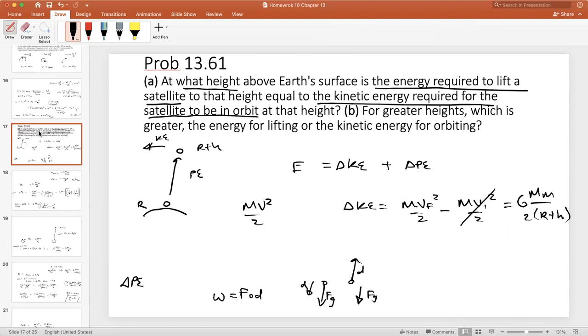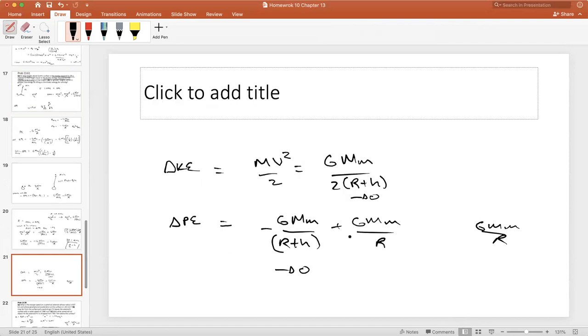And since the potential energy change is always GMm over R for very great heights, if we go back and look, the change in potential energy becomes GMm over R at very great H, and the energy required for kinetic energy becomes 0. Therefore, eventually, at great heights, the potential energy change is always greater than the kinetic energy change. Okay, that's it. Good luck on your homework.